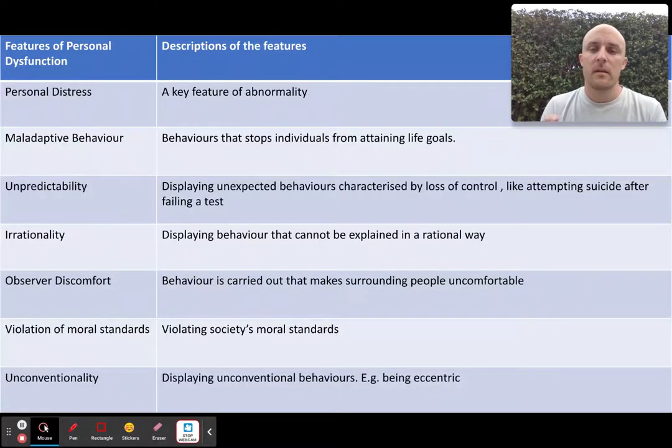Honestly. These are the 7 characteristics. Now, if you just name these 7 characteristics, it doesn't mean anything. You'll get no marks for it. So what I would do is pick a couple and be able to elaborate on them in detail. For example, observer discomfort: the behavior is carried out and it makes surrounding people uncomfortable. If someone around you has horrible teeth, for example, or they smell, and it's making people uncomfortable, that's a sign that that person is not dealing very well.